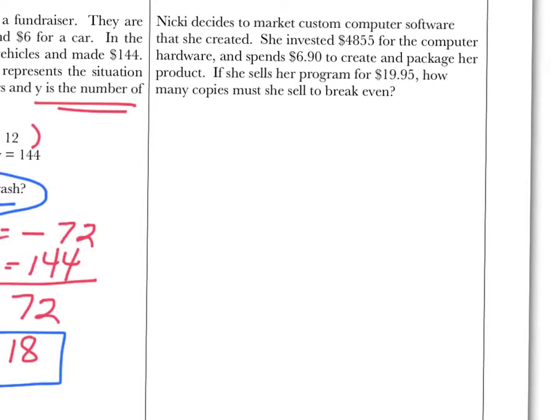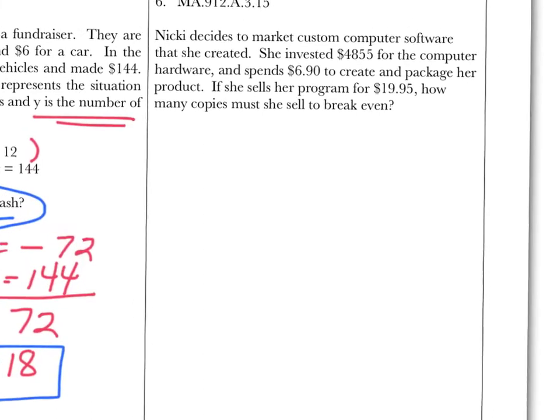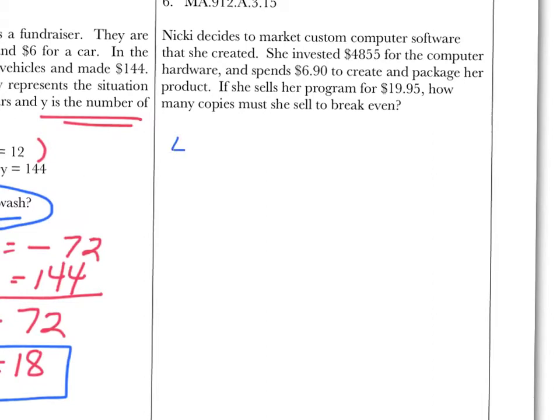So when we talk about this problem in number 6, it's the same idea. But we have to set up an equation that's more complex than the babysitting $100, $10 example. In this problem, she's investing $4,855. So that's her initial investment. Let me write that down, $4,855. Plus, she's also spending $6.90 per copy.